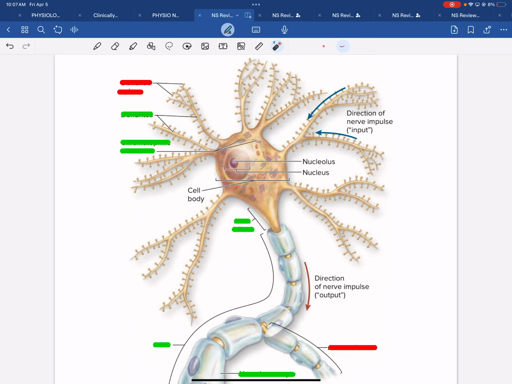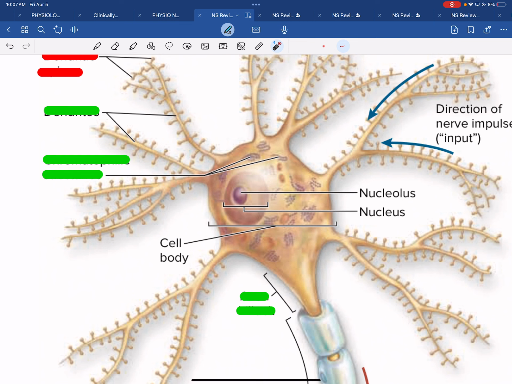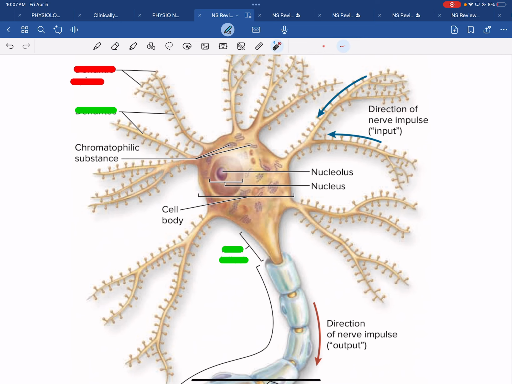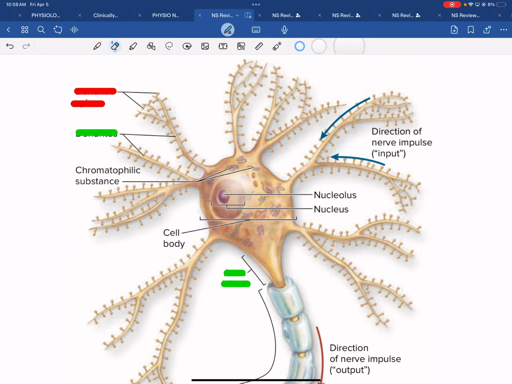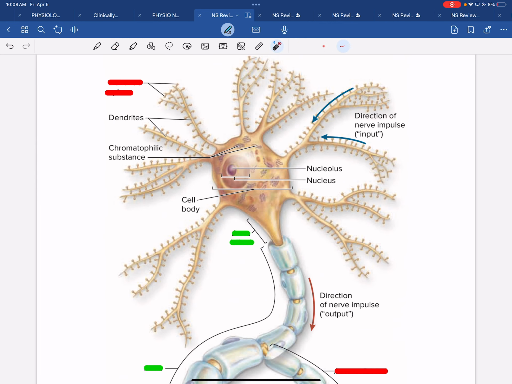What about, I don't know, here? Nissl bodies. Good. They call it chromatophilic substance. Just ignore that, do what it says in the lab manual. That's just another name for it. This is from McKinley, I think. What about these? Dendrites. Good. Here? Axon hillock. Good. Sorry, let's go back.